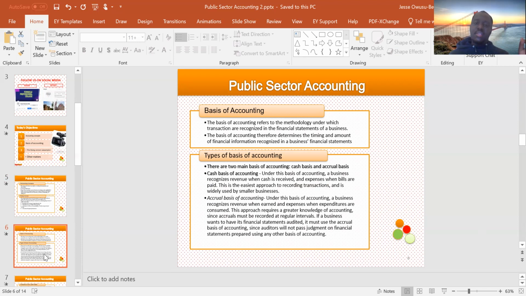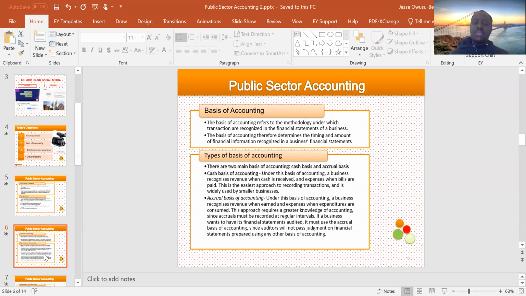So the basis of accounting will determine the timing, one, and the amount and the extent of financial information recognized in a public sector organization's financial statements. Don't forget that we are all focused on public sector organizations here. So we are looking at the basis of accounting because it will determine how transactions and events are recognized in the financial statements.